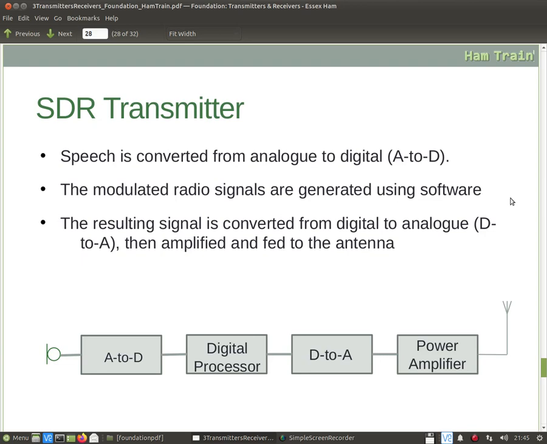SDR transmitters. With transmitters, the speech is converted from analog to digital. The modulated radio signals are generated using software. The resulting signal is converted from digital to analog, then amplified and fed to the antenna as per the block diagram below. So microphone signal in, converted from analog to digital, it's processed digitally and then converted from digital back to analog. It's then amplified with the power amplifier and sent out through the antenna.